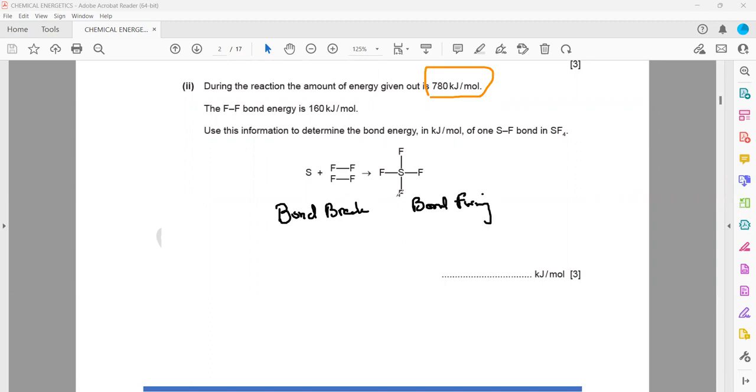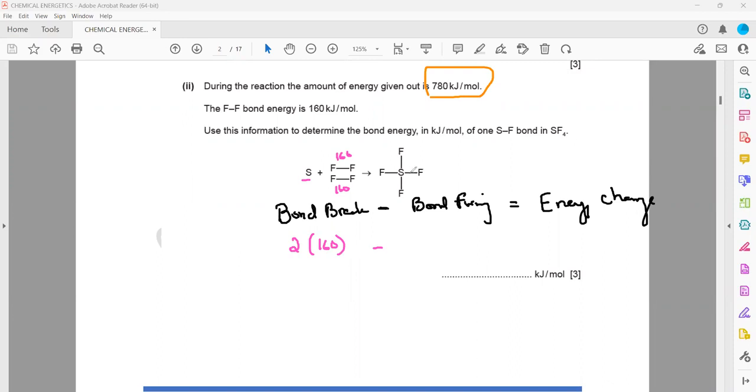The bonds are formed. And when we take the difference between bond breaking and bond forming, that is equivalent to the energy change. So bond breaking minus bond forming equals energy change. For bond breaking energy, sulfur is an atom, so there is no bond and no bond breaking energy. For fluorine, each one is 160, so this is 160 and this is also 160. The total bond breaking energy is 2 times 160.